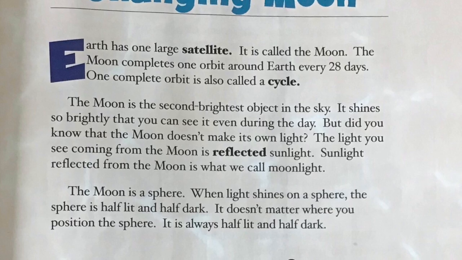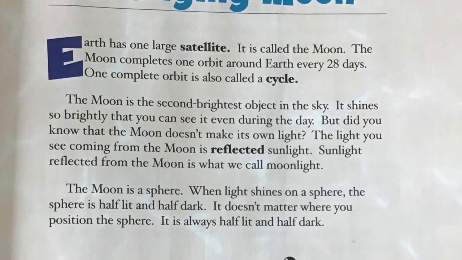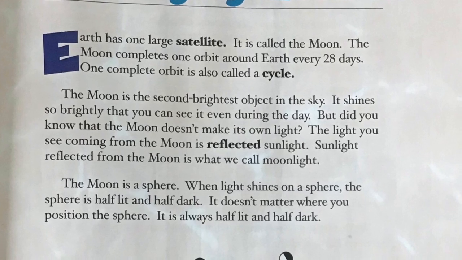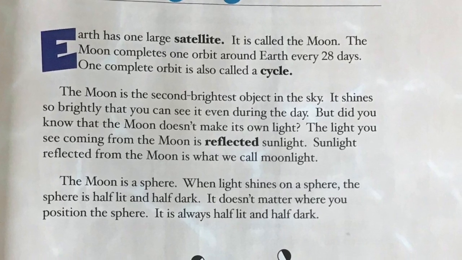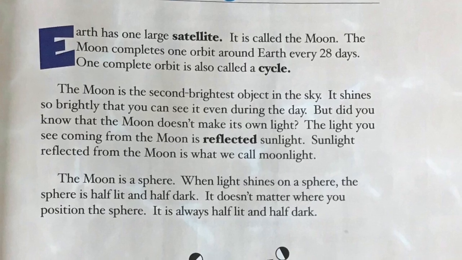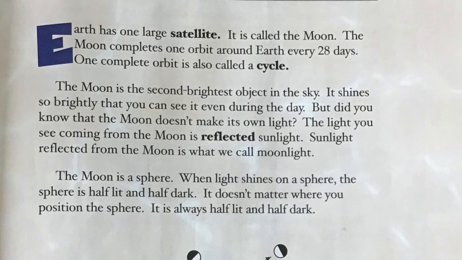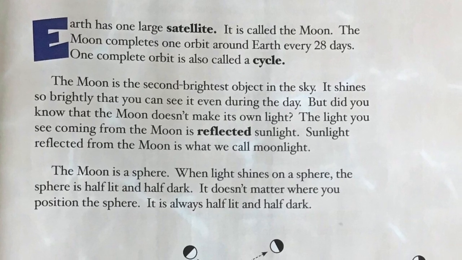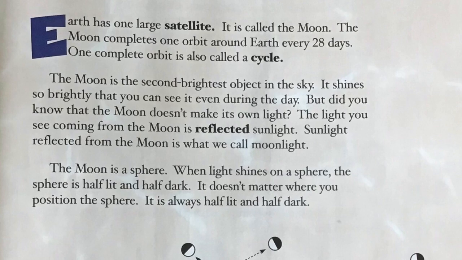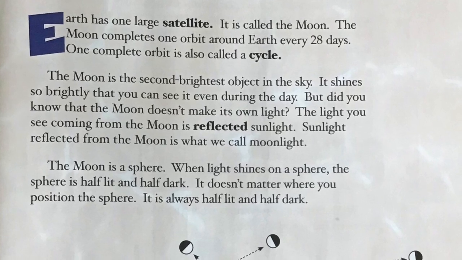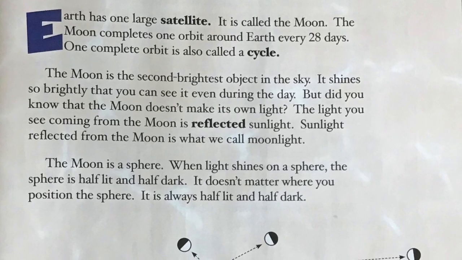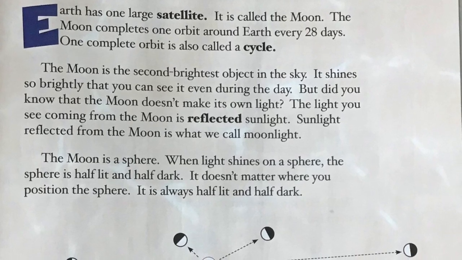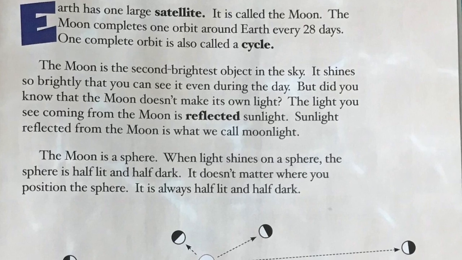But did you know that the moon doesn't make its own light? The light you see coming from the moon is reflected sunlight. Sunlight reflected from the moon is what we call moonlight. The moon is a sphere, meaning it's round, three-dimensional round. When light shines on a sphere, the sphere is half lit and half dark. It doesn't matter where you position the sphere, it's always half lit and half dark. The same is true for the moon. It is always half sunlit and half dark. The half that's sunlit is the side towards the sun. The half that is dark is the side away from the sun.